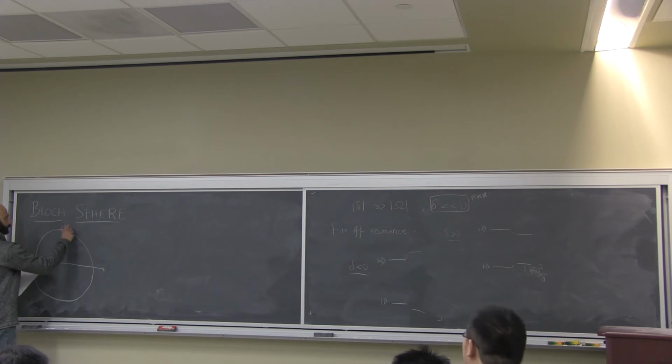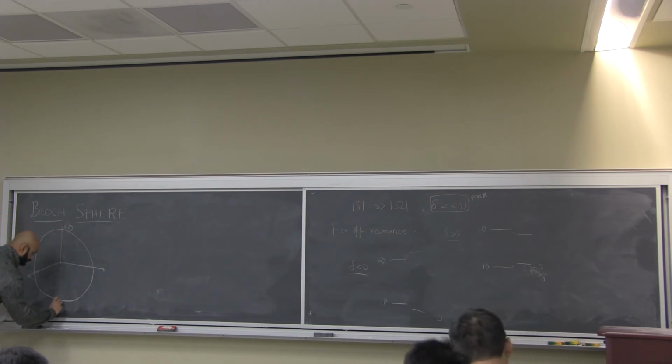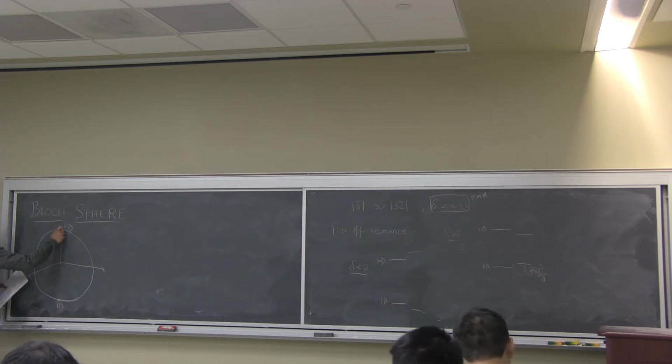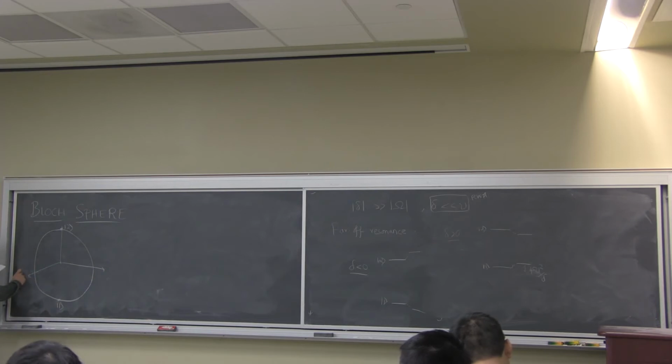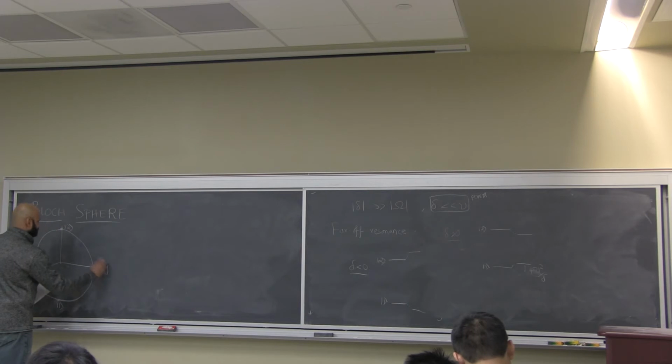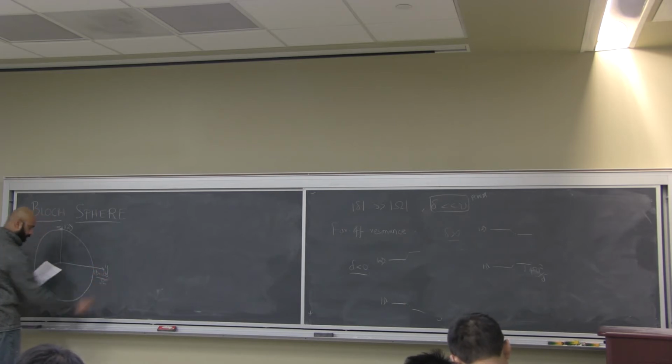So the north and south poles of the Bloch sphere are labeled by the states 1 and 2. The north pole is state 2 and the south pole is state 1. Then we also have the superposition states, say (|1> + |2>)/root 2, which is along the x-axis, and this is the y-axis and this is the z-axis. And the y-axis is then the state (|1> + i|2>)/root 2.